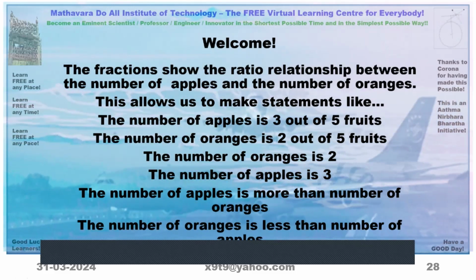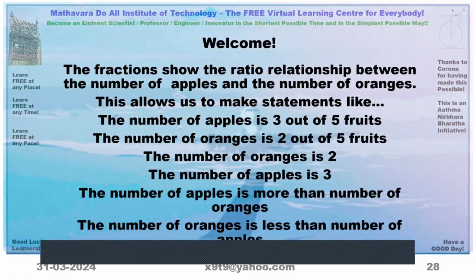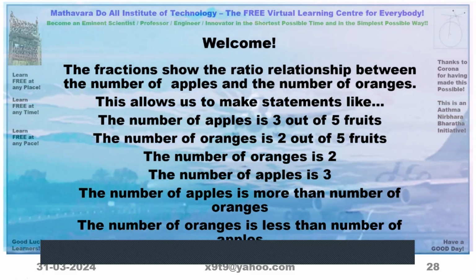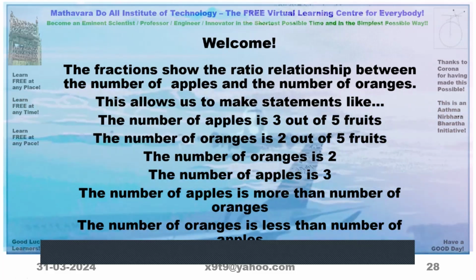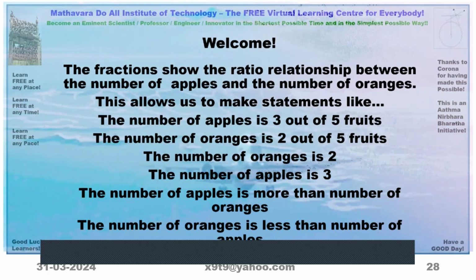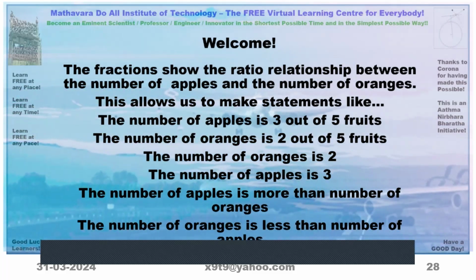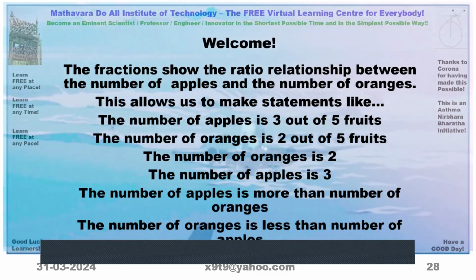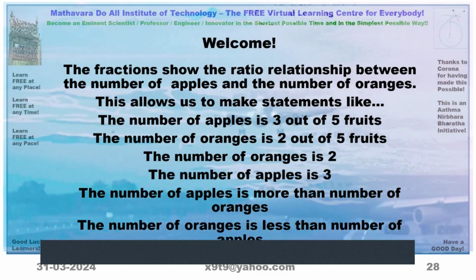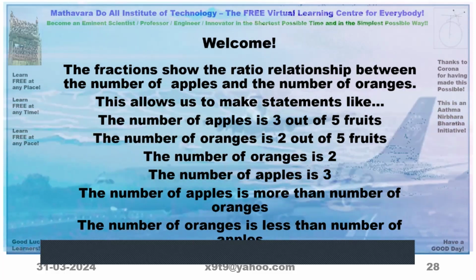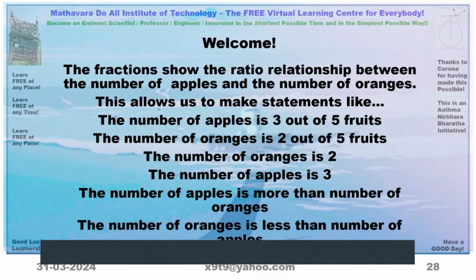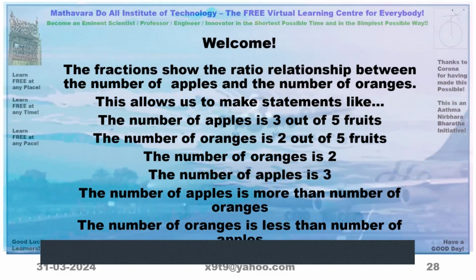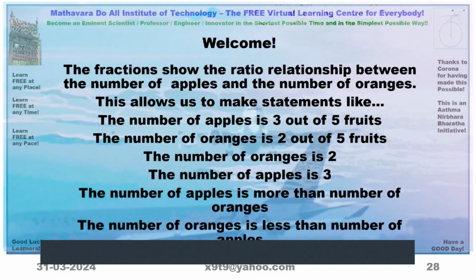The fractions show the ratio relationship between the number of apples and the number of oranges. So this allows us to make statements like the number of apples is 3 out of 5 fruits, and the number of oranges is 2 out of 5 fruits. The number of oranges is 2. The number of apples is 3. The number of apples is more than the number of oranges. The number of oranges is less than the number of apples. So like this we can say.